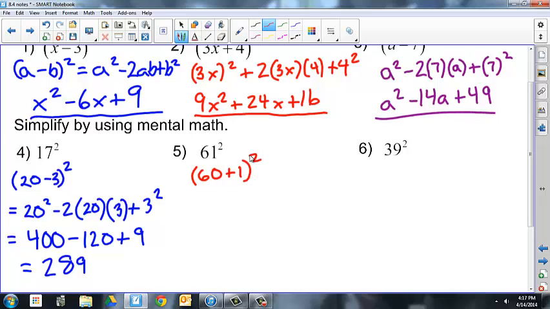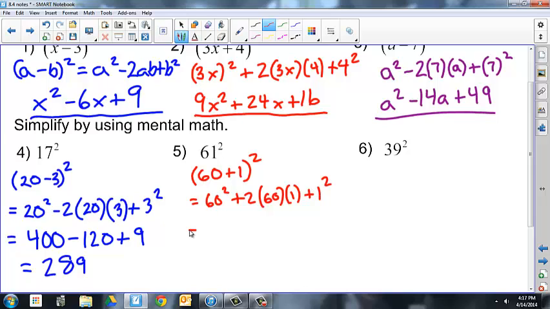So I'm going to do 60 plus 1 quantity squared. I'm looking for a nice round multiple of 10, or if it were a larger number, maybe even a multiple of 100 at some point. But I'm looking for numbers close to multiples of 10. So this then would be 60 squared plus 2 times 60 times 1 plus 1 squared.